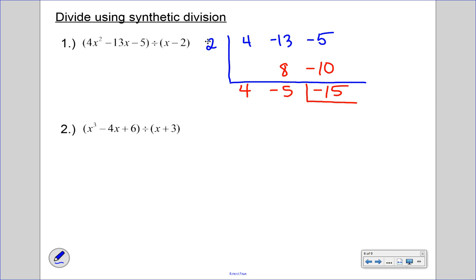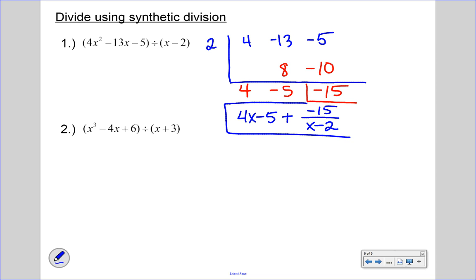If you're starting off with a degree of 2, x squared, when you divide, your final answer will be an x. It goes down a degree. So these two numbers, 4 and negative 5, represent the coefficients. So this is going to be 4x minus 5, and for the remainder, we do plus negative 15. And we always put it over what we've divided by, x minus 2. So it's a little trick that we can use if we're dividing by a binomial.